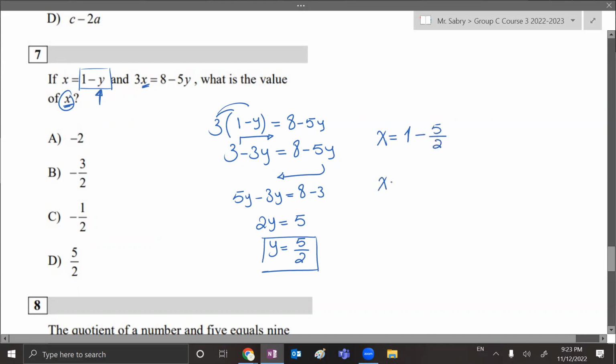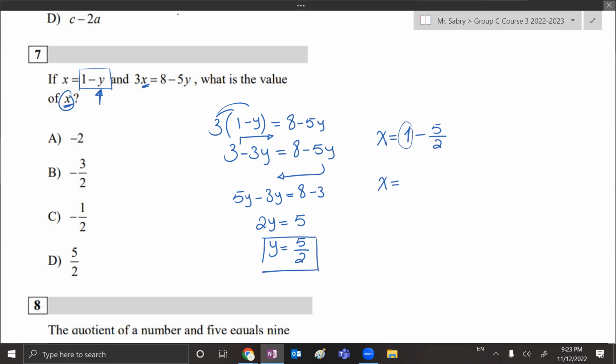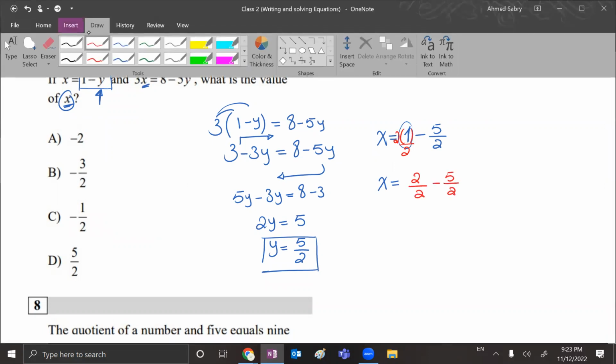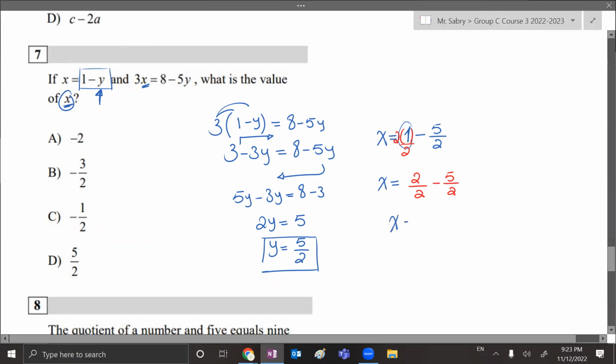In order to subtract those without a calculator, I have to change the 1 to have the same denominator. So I'll put a 2 under and a 2 over, which then will become 2 over 2 minus 5 over 2. I can then subtract, so 2 minus 5, that's negative 3 over 2. The answer is negative 3 over 2. I think that makes sense, right?